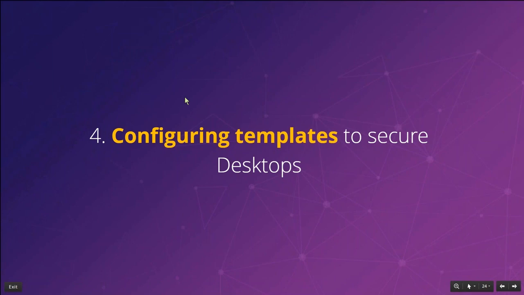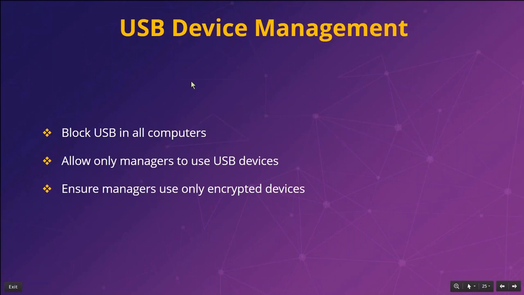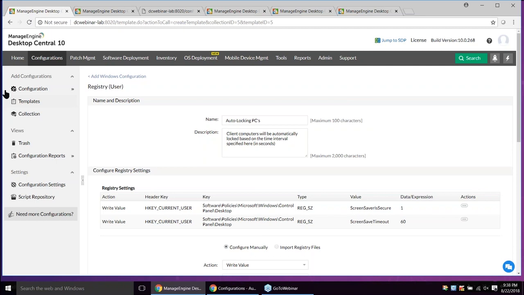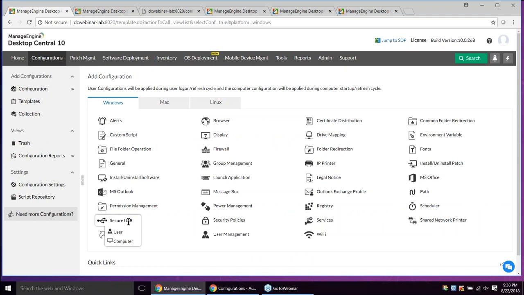Let's look at how we can do USB device management with the configurations of Desktop Central. Let's go to the product. Click on configurations, go to configuration and Windows. You can see an option that says secure USB. Now you can deploy this configuration either to users or to computers as well.